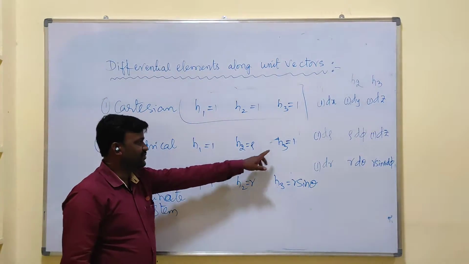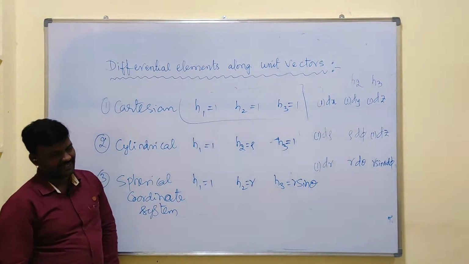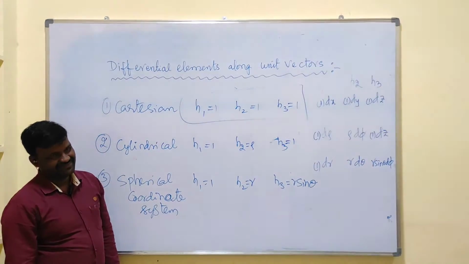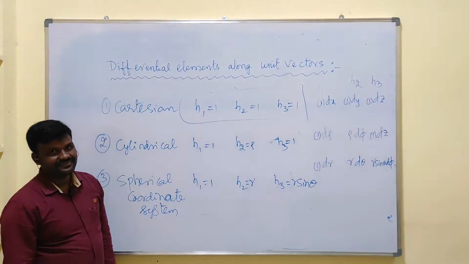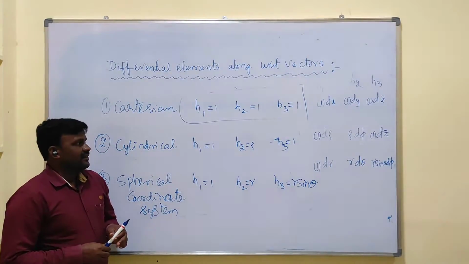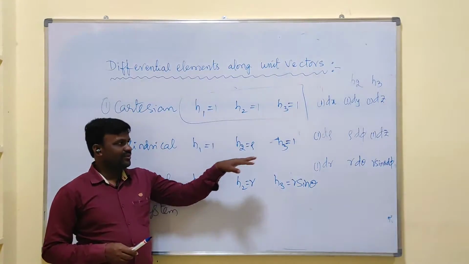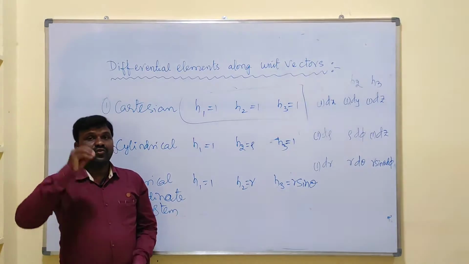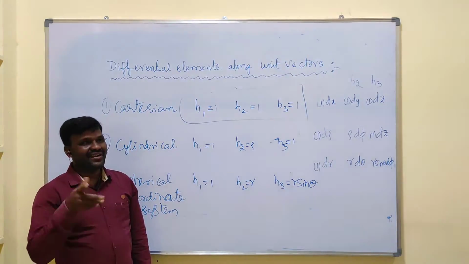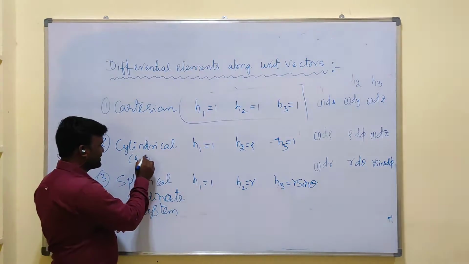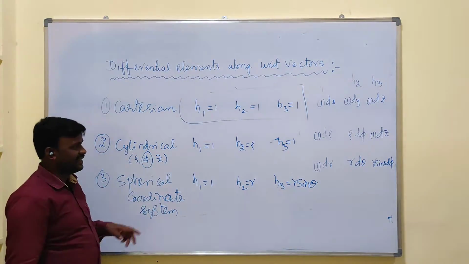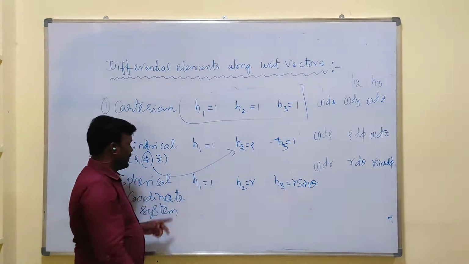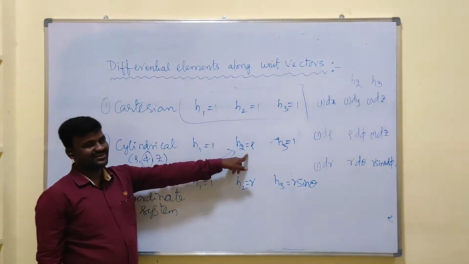We need to remember this H1, H2, H3 in the case of the cylindrical system. We can easily remember them. How? See, the first element is rho, d rho. Next, the second element is phi. Phi is an angle, and our focus should be on the angles. In the cylindrical coordinate system, the elements are rho, phi, z. Here we have the angle phi, which is the angle made by rho. It is the second element, so that is H2. H2 is rho, because phi is the angle made by rho.